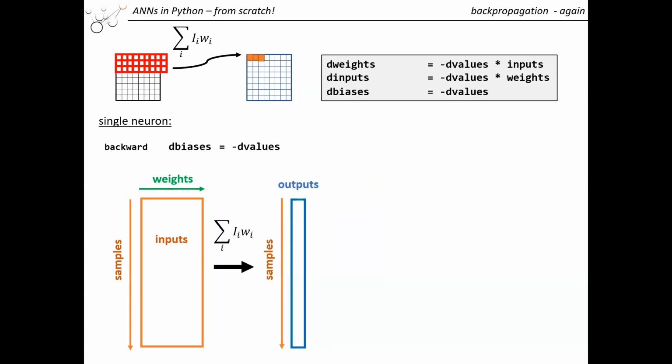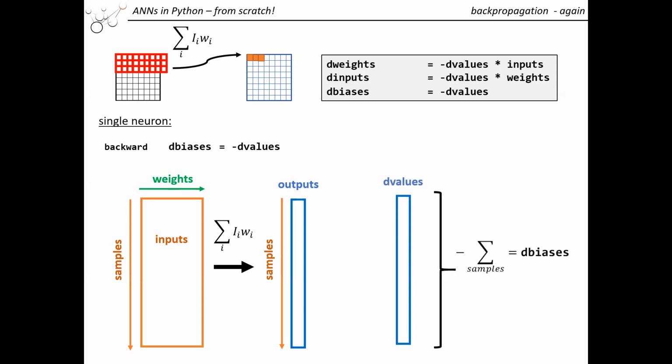Well, and finally for the biases, it's just the sum of the d values. So we have the d values. What is the d biases then? Well, if we have one neuron, like in this case, we just sum up all the d values and that gives me the d bias.